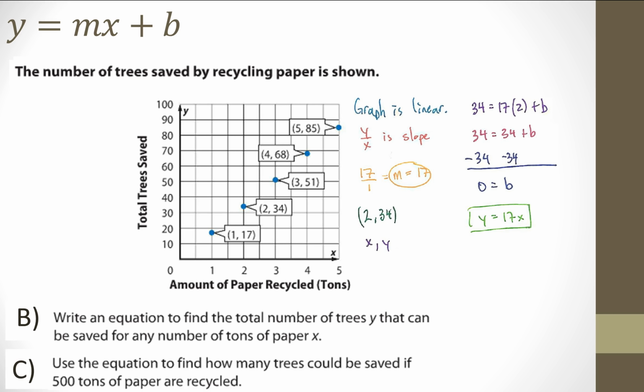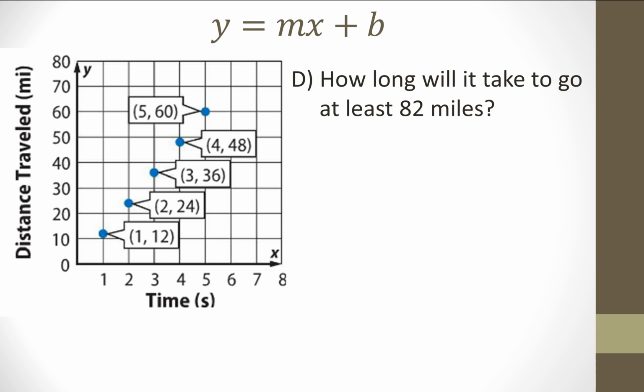All right. So now the next part, part C, is use the equation to find out how many trees could be saved if 500 tons of paper are recycled. So in part B, it says number of tons of paper X. So I'm going to take this 500 and I'm going to plug it into my equation. Go ahead and pause the video, and then when you have the answer, unpause and check your work. We're back. If you plug that equation in and you said that 8,500 trees were saved, then you are right. Give yourself a pat on the back, and let's keep on going.